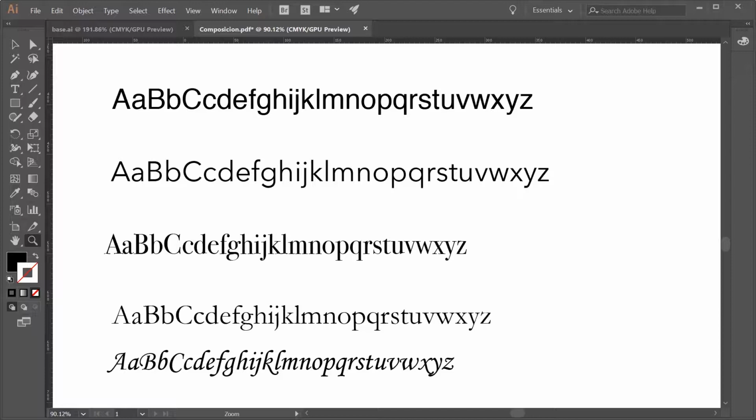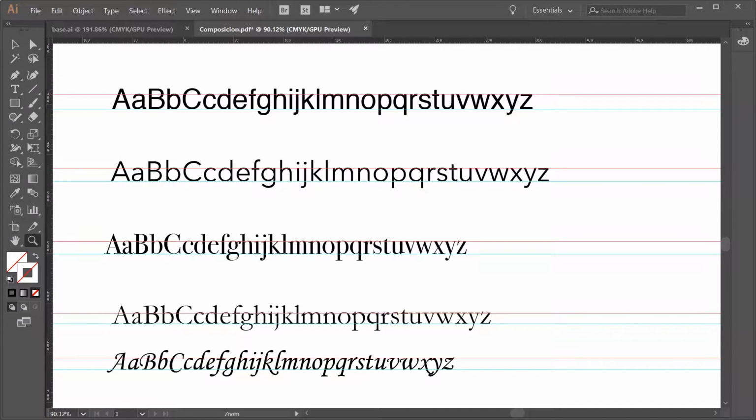Well, here we have different alphabets. Although we cannot see them, there are some invisible lines which guide the character arrangement. The first one is the baseline, in which each character sits. Then there is the X height, which is a line indicating the normal height of the lowercase letters.